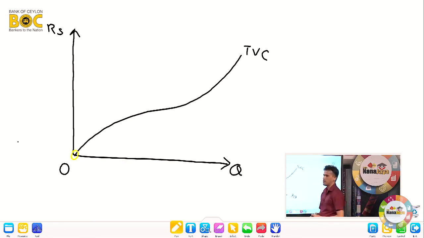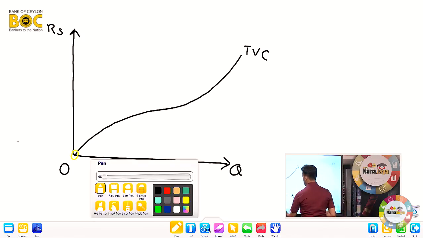The total variable cost curve starts from the origin, and it increases at a decreasing rate first, at the stage where the marginal product is increasing, and when the diminishing returns start, the total variable cost curve increases at an increasing rate. The total fixed cost is the cost incurred on fixed inputs.